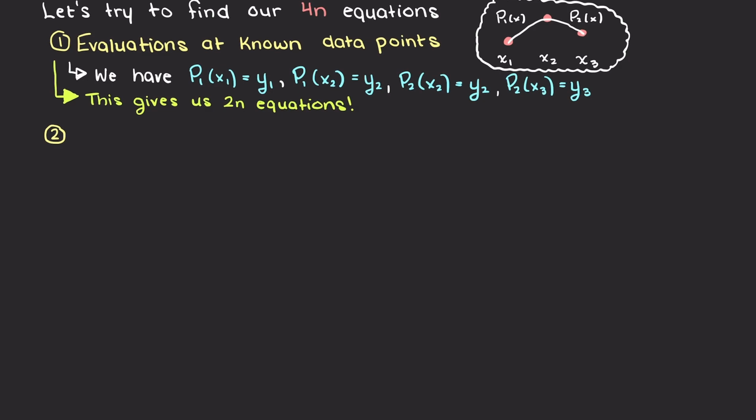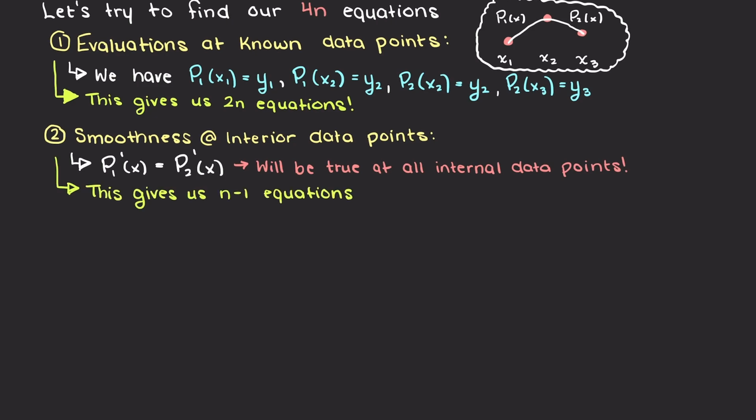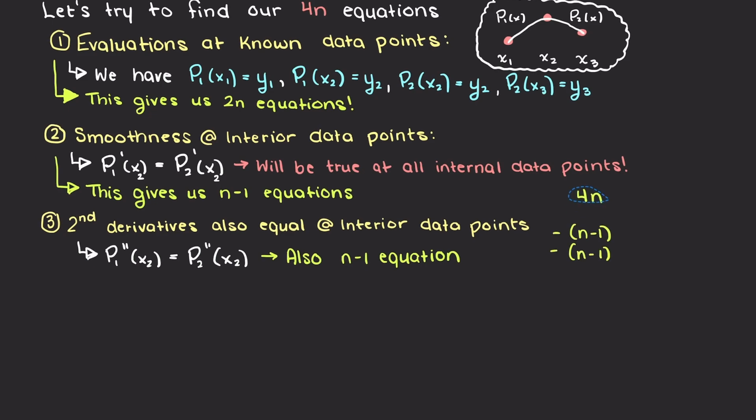For our intermediate data points, we can define continuity and say that the first derivatives need to be equal. This statement will be true at every interior data point that we have, and this will give us n-1 equations. Therefore, we are missing n-1 equations still. Likewise, we know that we actually want our interior data points to also have equal second derivatives as we want our splines to be as smooth as possible. Therefore, this is going to be another n-1 equations. This leaves us with 2 missing equations.